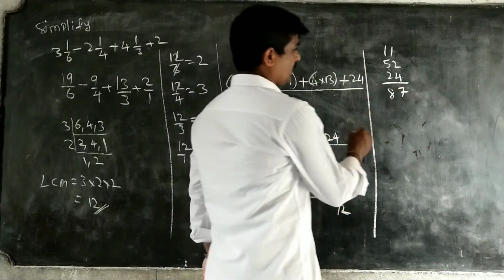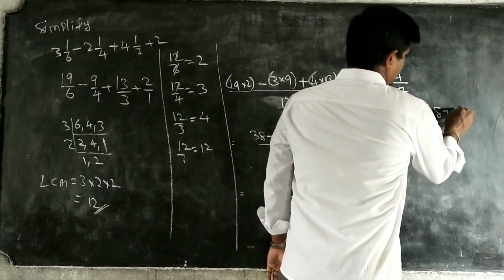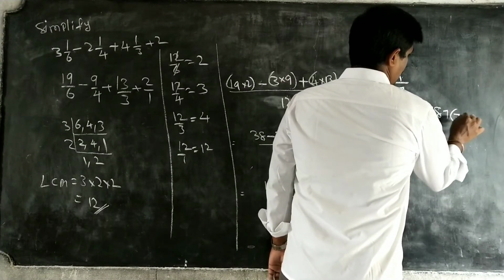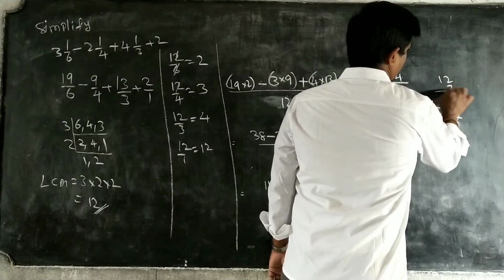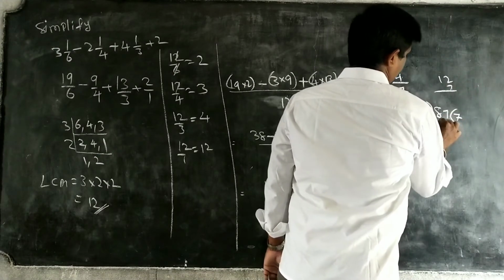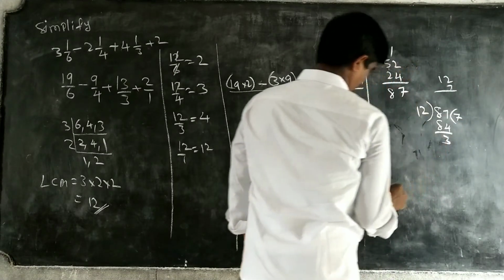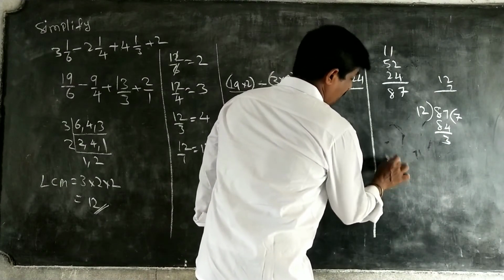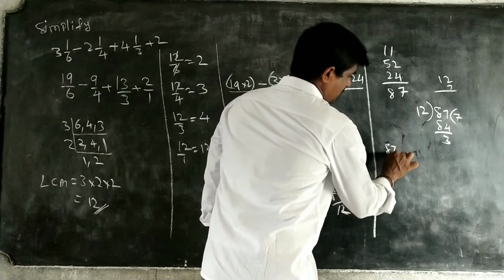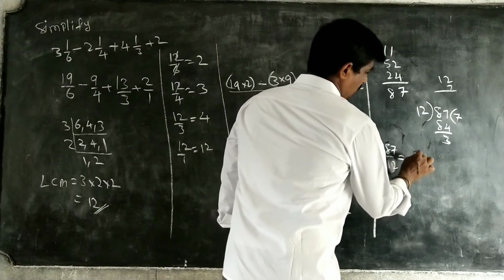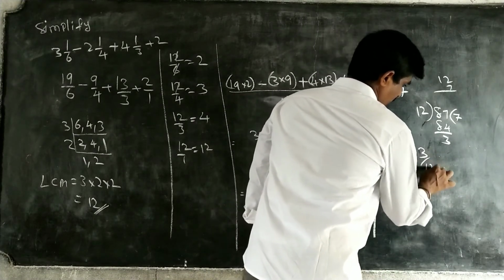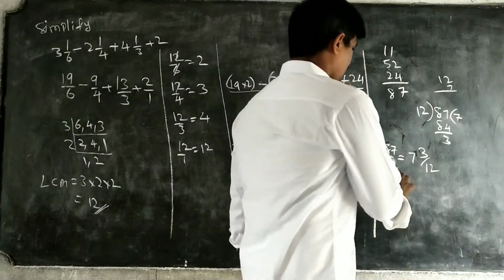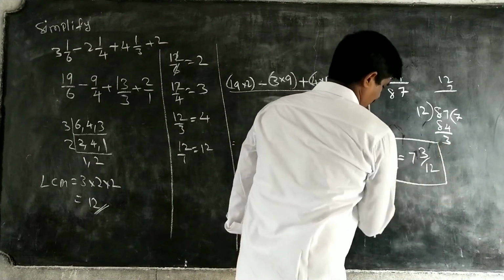So now we have to change to a mixed fraction, 87 by 12. 12 7s are 84, the remainder is 3. Therefore, the answer is 87 by 12 is equal to 7 mixed 3 by 12. Okay, this is the answer. Okay, thanks.